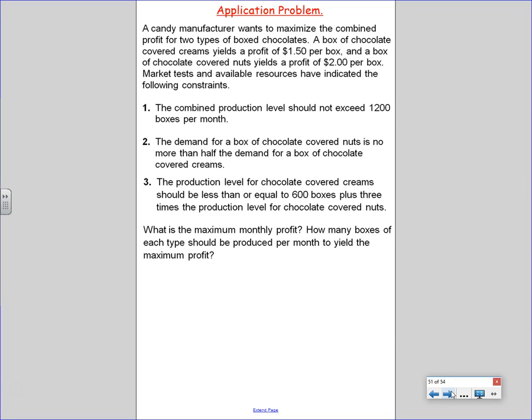Yeah, I need to be calculated. Like substitution, elimination. Word problem.